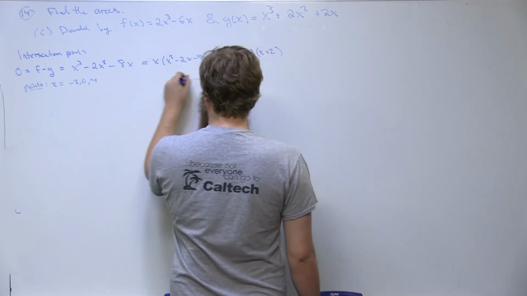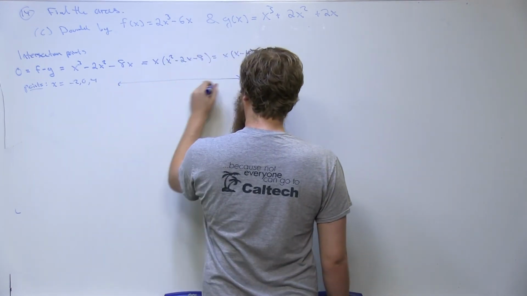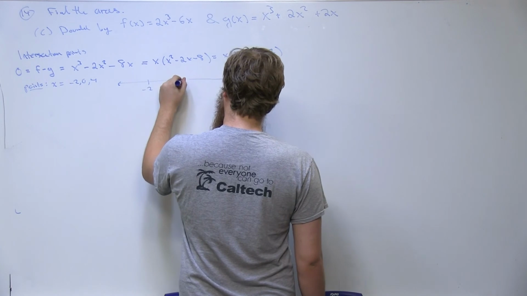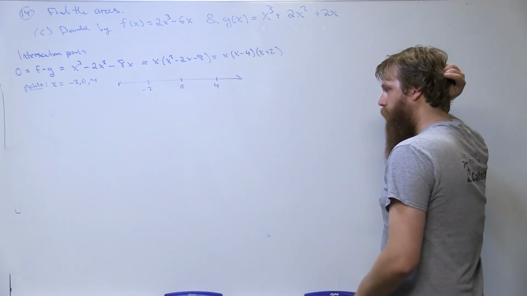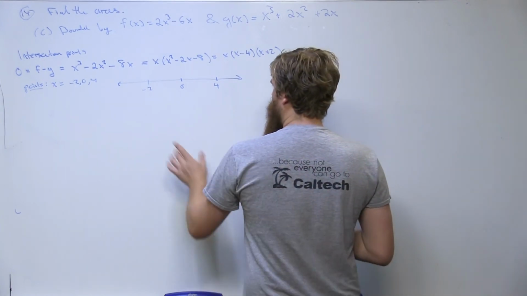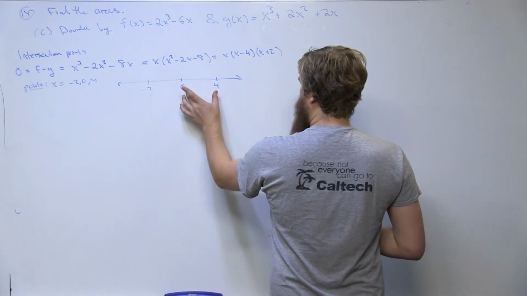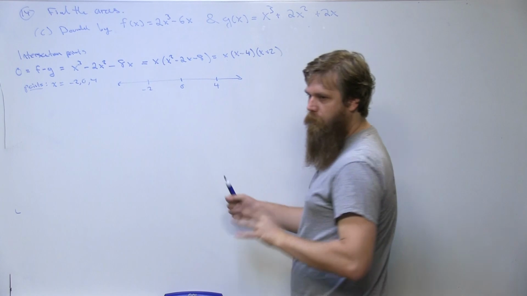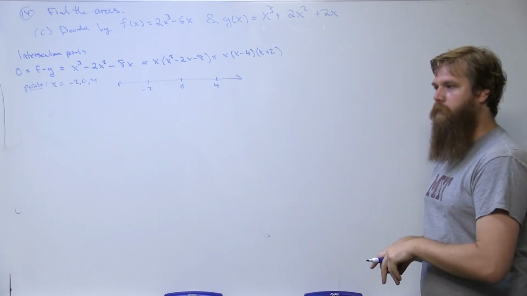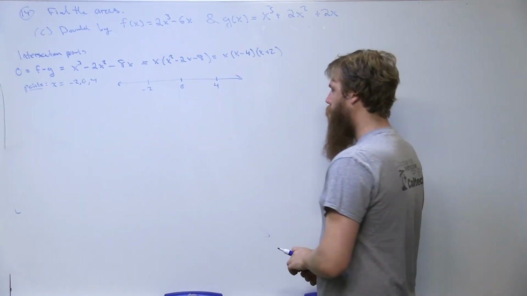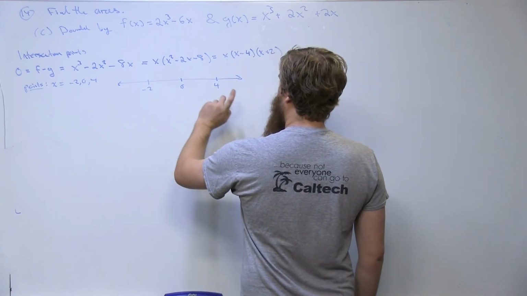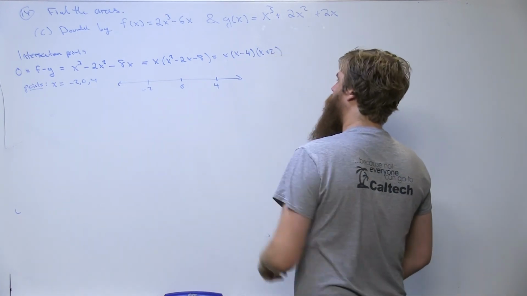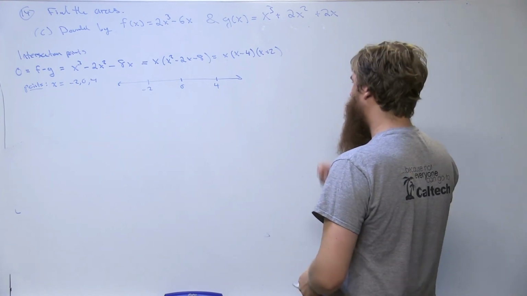You can put those on a number line. And just as in the general example I had up a second ago, I know that the regions in question are between here and here and here and here, right? The only way to get a bounded area by these two curves is for them to intersect at both sides. So I need to find out which one's larger, f or g, between -2 and 0. And the same question, which one's larger, f or g, between 0 and 4?